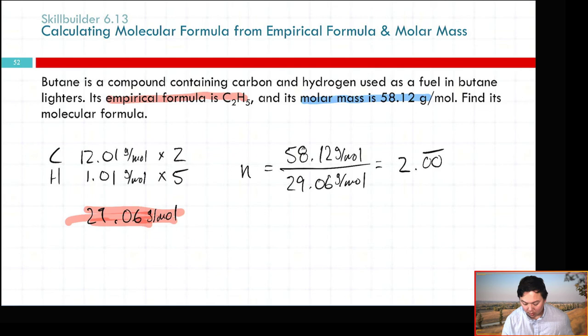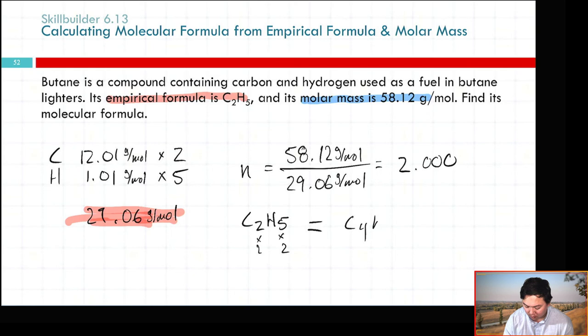Right, so if we're keeping with our number of sig figs, it'd be 4 sig figs, huh? 2.000. And so then we're going to take our empirical formula of C2H5. We're going to multiply each of these by 2. And we're going to get C4H10. Cool. Oh, there's one more. Oh, it's just a blank page. Okay.